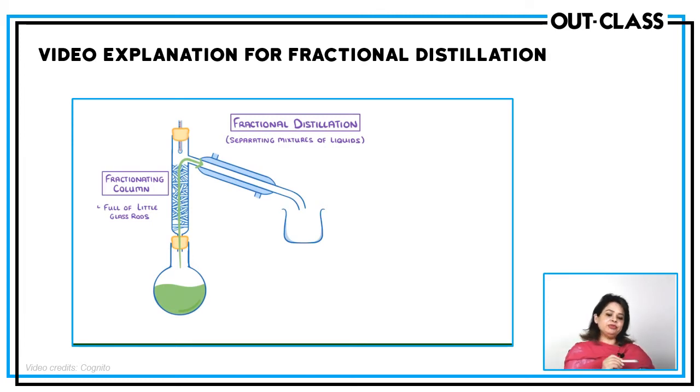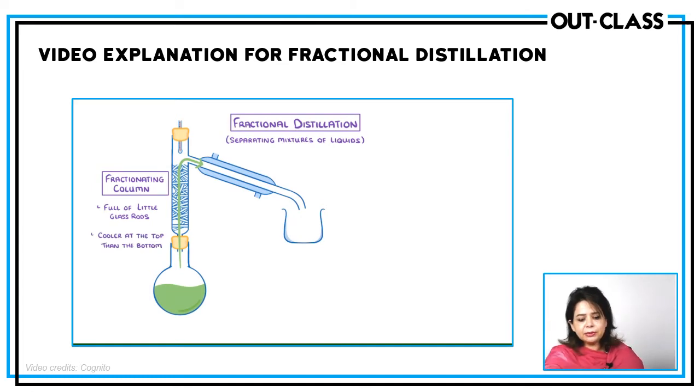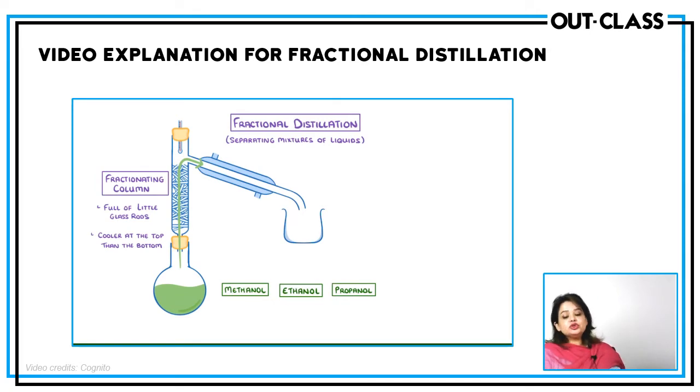How? We'll see. It is normally filled with glass rods or glass beads to provide condensation surfaces. It has different temperature in different parts. The upper parts are cooler than the lower parts. It only allows those vapors to pass on to the condenser whose boiling point has reached, while the higher boiling liquids, their vapors condense on these glass surfaces and fall back into the boiling flask.